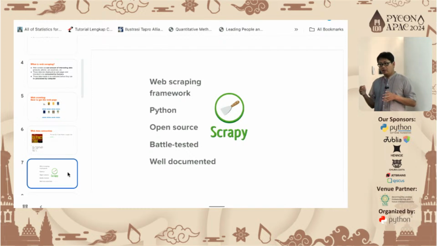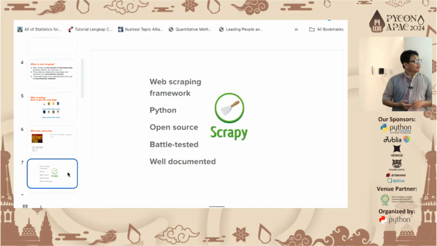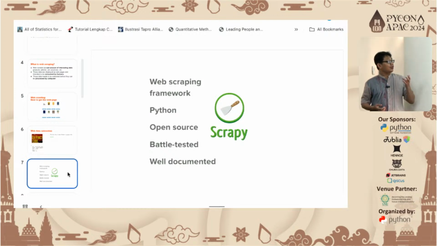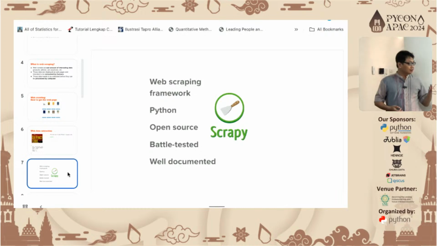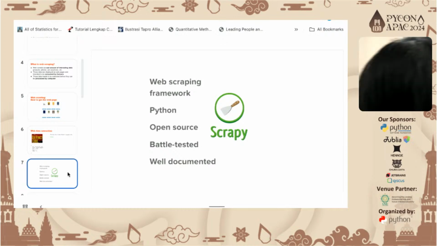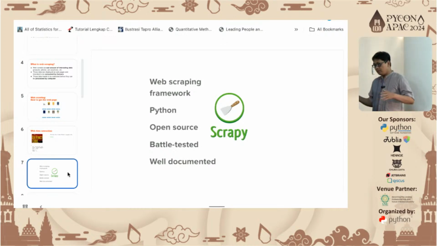And if you still want to use Beautiful Soup to extract the data in Scrapy, then you can still use Beautiful Soup. Scrapy is written in Python. It is open source. It is battle tested. My company has been developing and using it for more than 10 years, from small scale projects to big scale projects where we crawl millions of web pages. It is also one of the most well documented frameworks.